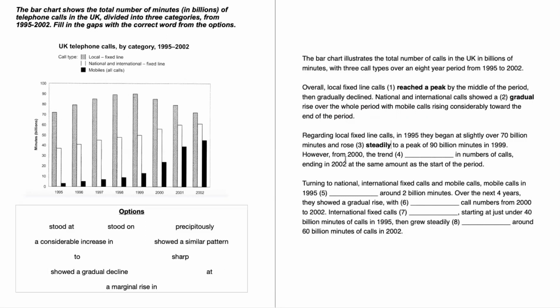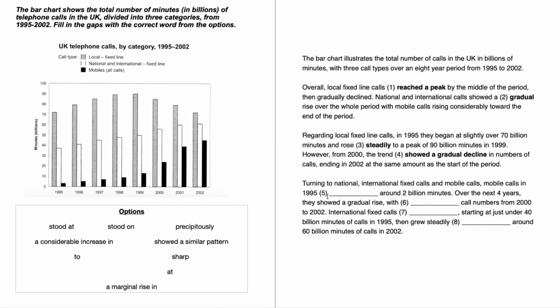Now it says, however, from 2000, the trend blank in numbers of calls, ending in 2002 at the same amount as the start of the period. So we're still looking at local fixed line. We're looking for a verb because we see here the noun. So we have to understand what the trend did. And just like it gradually increased, we see it gradually declined. And if we look at our options, we see here "showed a gradual decline." So "showed" is going to be our verb in this case, and that would make the most sense. The trend showed a gradual decline.